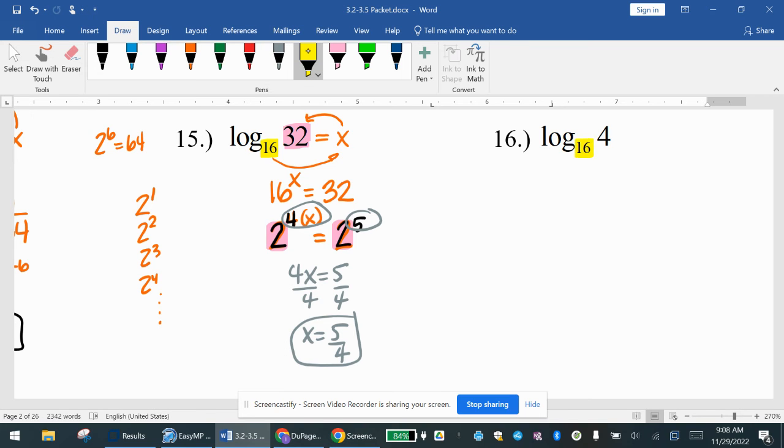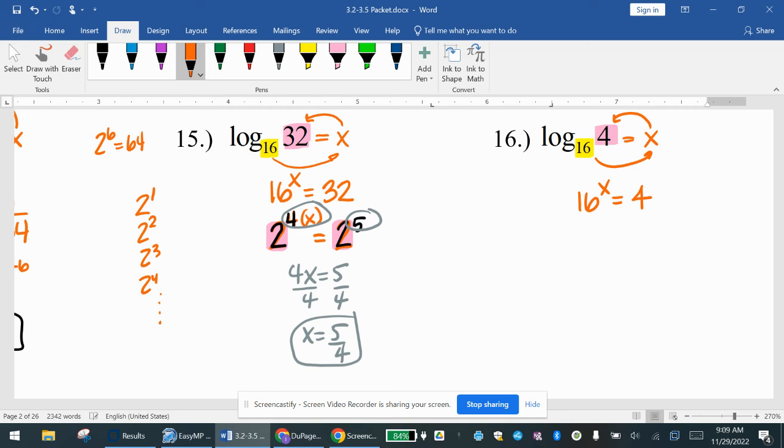If the base of the log does not match the argument, remember they have to be exactly the same, then I can rewrite it as exponential and use the relationship, because 16 and 4 are related, okay? But they're not the same. So if they're related, maybe rewriting it in exponential will help.